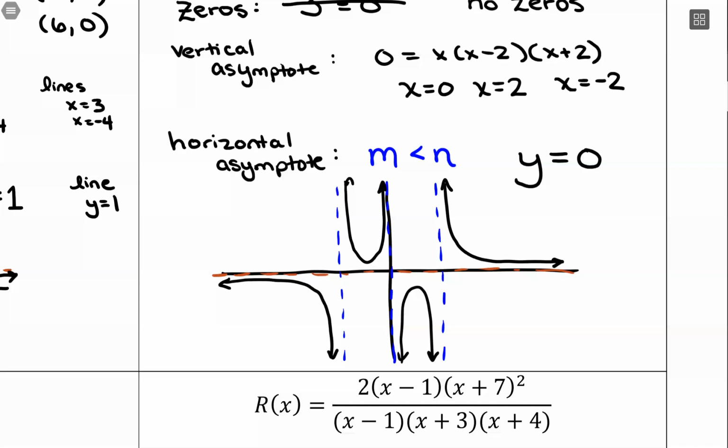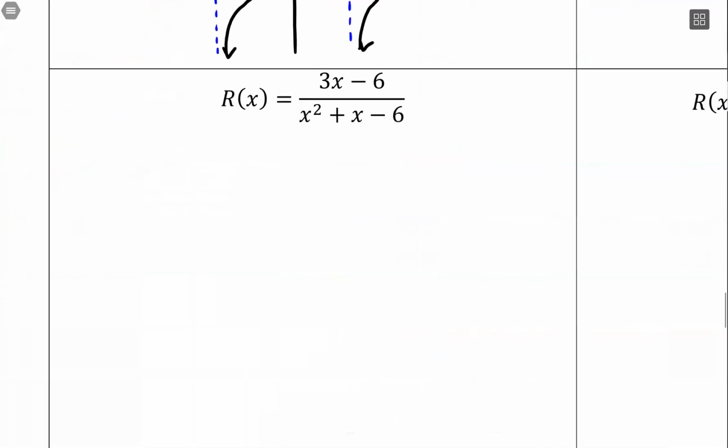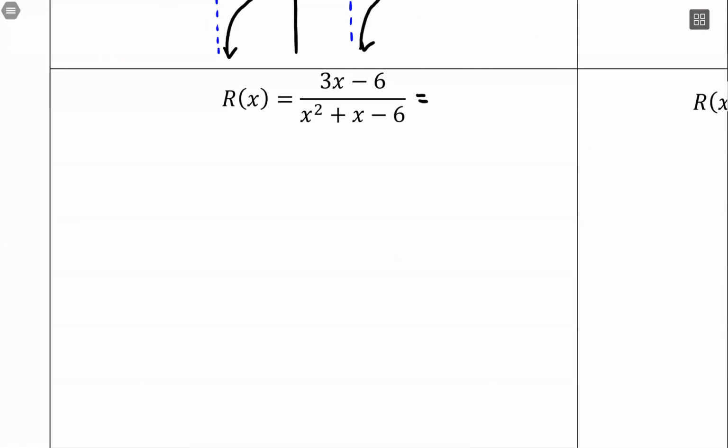All right, 2 more of these. And this is going to end up being kind of a big video, but lots of good pieces to practice here. So in the numerator, I'm going to factor out a common factor of 3. So I'll give us x minus 2 over, and then the denominator, I can just factor this with x. So 2 values that multiply to negative 6 and add up to positive 1. So it's going to come from a negative 2 and a positive 3.